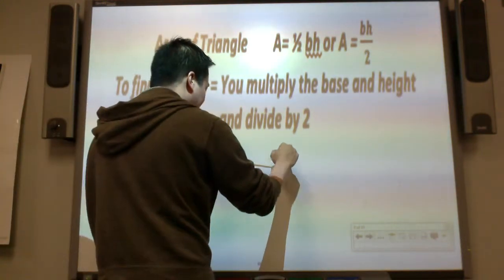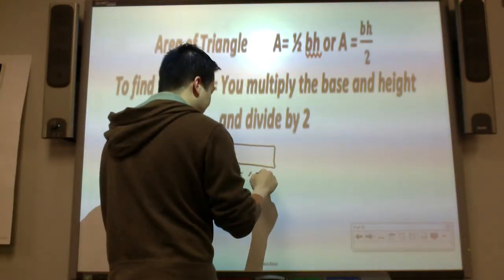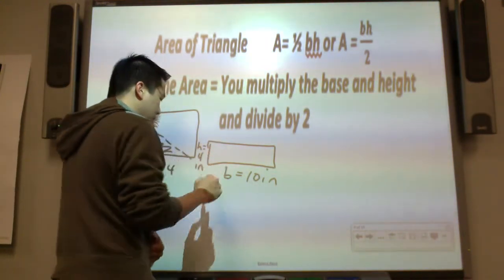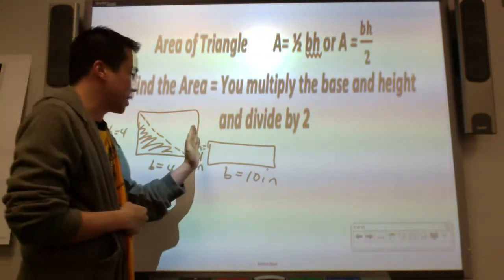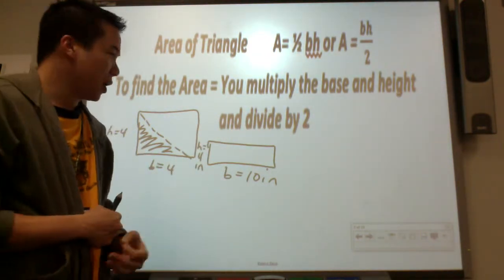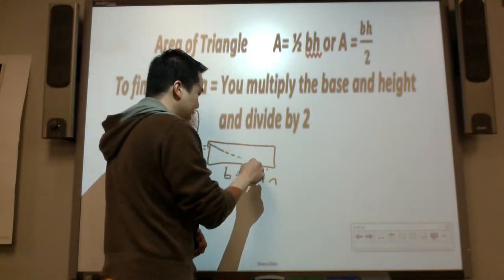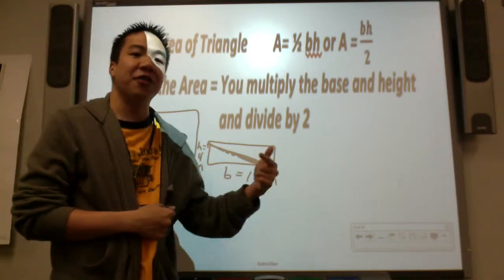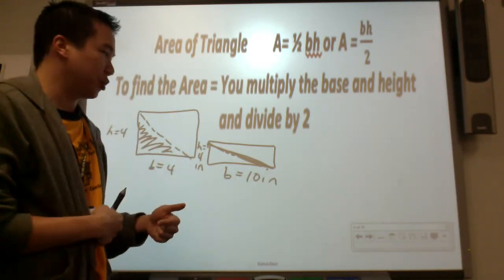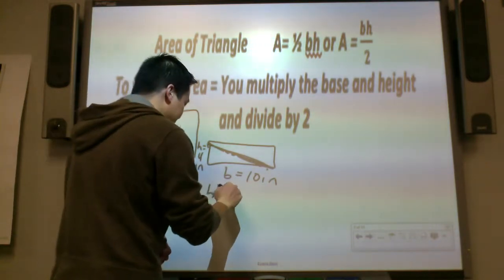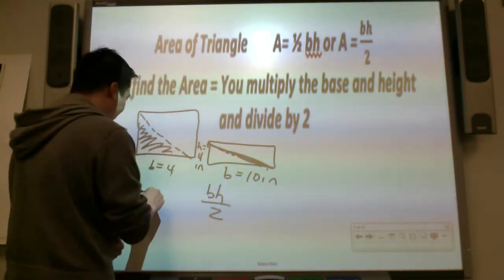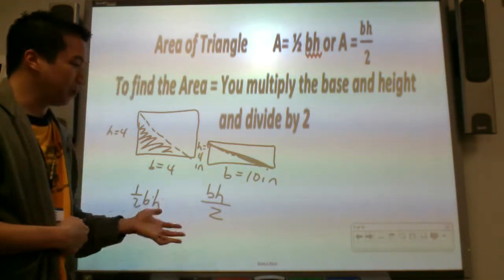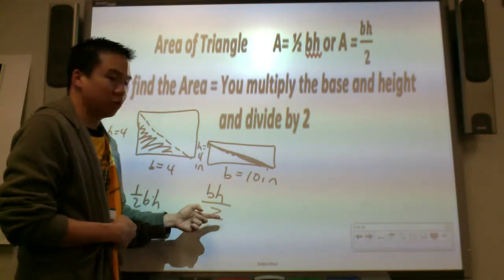Same thing with a rectangle. Here's a rectangle. The base is 10 inches. The height is 4 inches. What is the area of this rectangle? Base times height is 40 square inches. However, can you get a triangle out of this? Yes, you can right here. Put a diagonal right there. And what is half of 40? 20 square units. So base times height divided by 2, or half of the base times the height. I like either one. Base times height is 40, divided by 2 is 20 square inches.